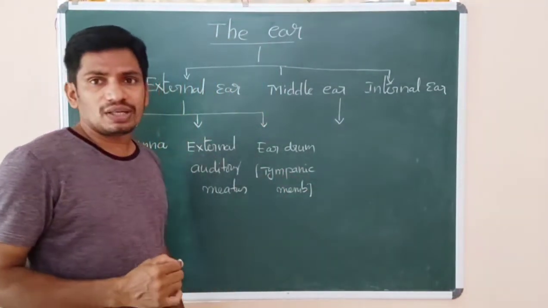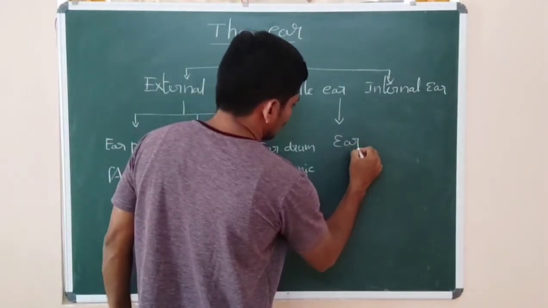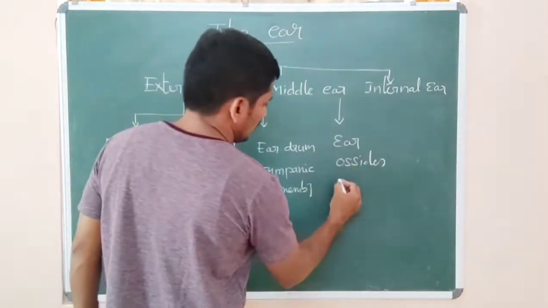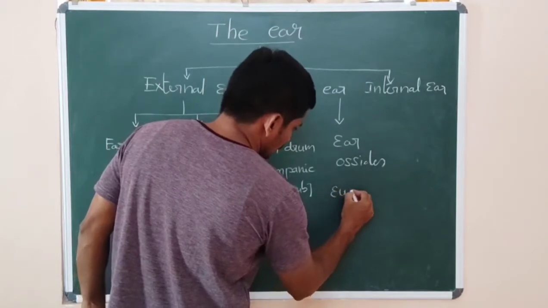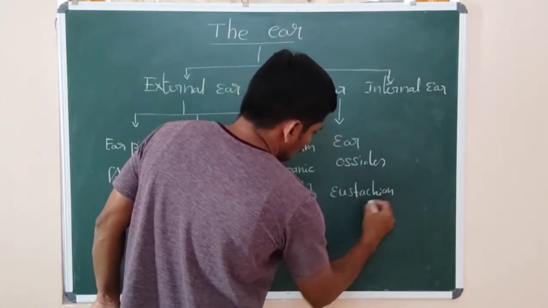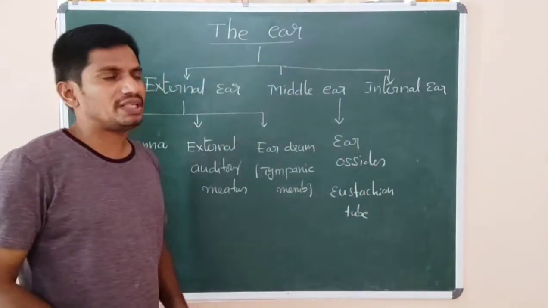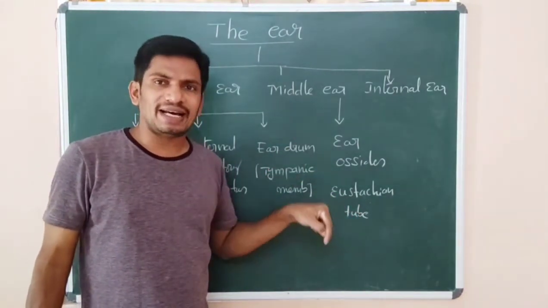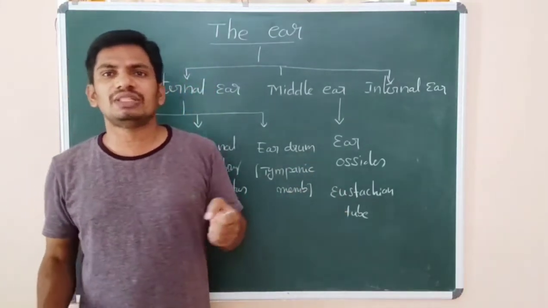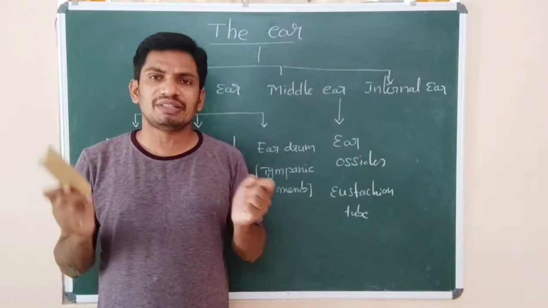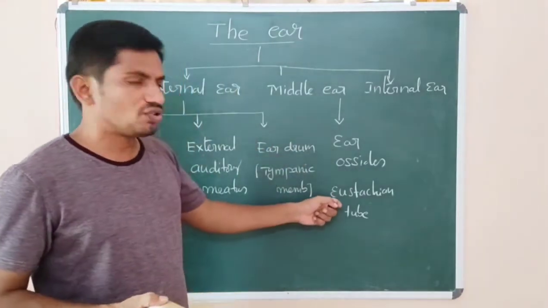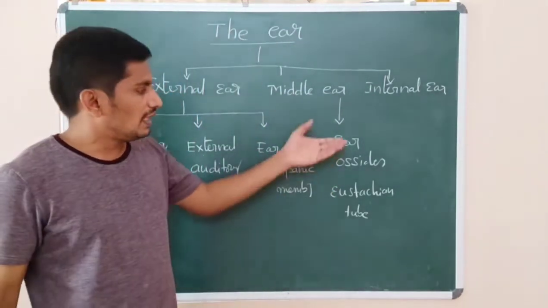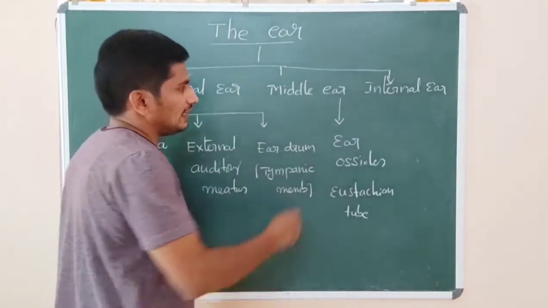which consists of the three ear ossicles, and moreover the eustachian tube is also present here. That tube is an air filled tube which connects the middle ear to the pharynx, and it can maintain the equilibrium of pressure between the two ears. That connection is called the eustachian tube. The ear ossicles we will go through one by one later, and later the internal ear.